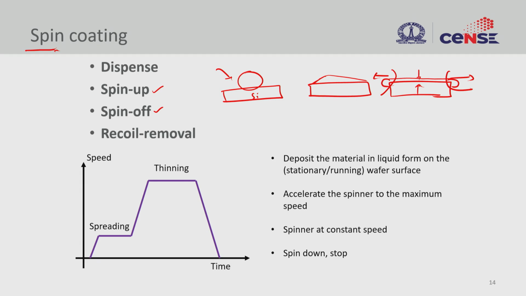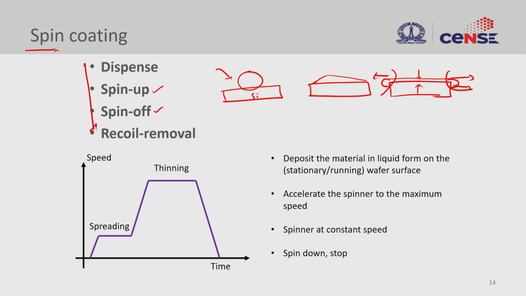And the other thing is edge bead removal. Whatever material I have as edge bead, I want to remove this. This is called edge bead removal. All these steps are achieved by using the spin speed and time that we saw here.